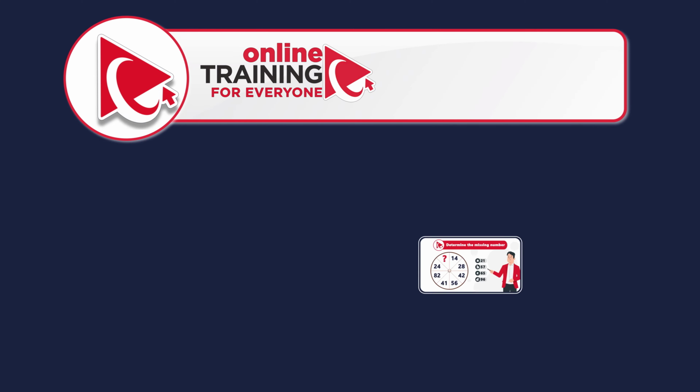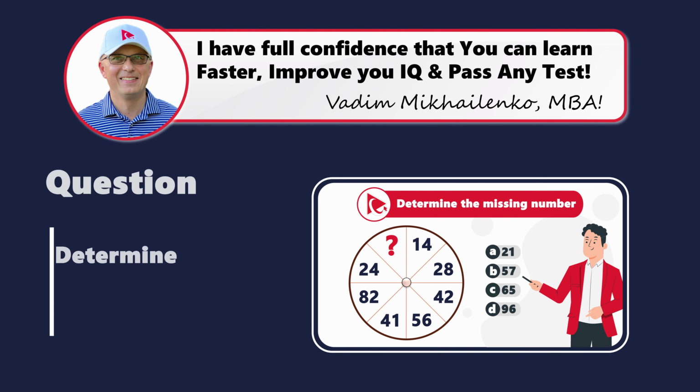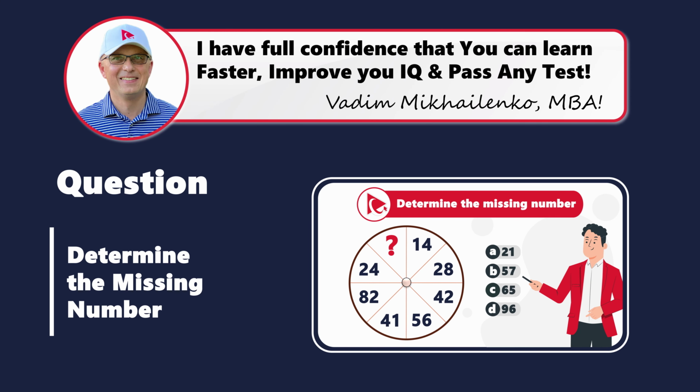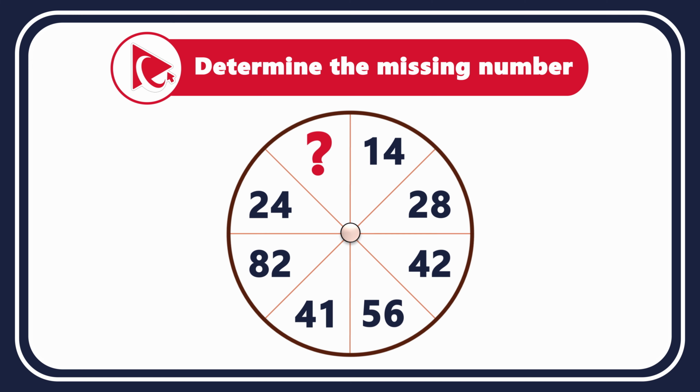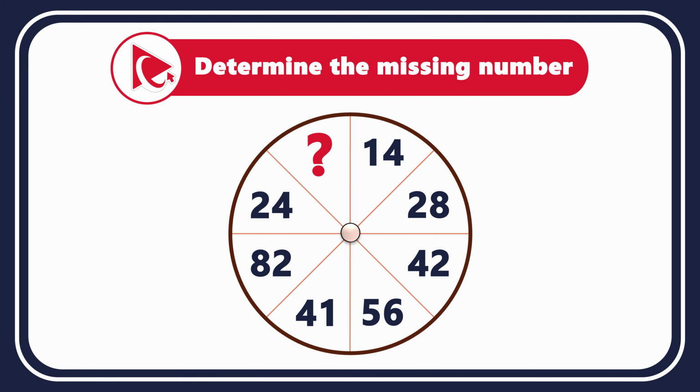Prepare to tackle this tricky question designed not just to test your mental math abilities, but also to improve your critical thinking skills. You're presented with the circle, which is broken down into 8 equal parts. Each part has a number, and the numbers are 14, 28, 42, 56, 41, 82, 24, and then comes the missing number. You need to determine the missing number and select it out of 4 possible choices.